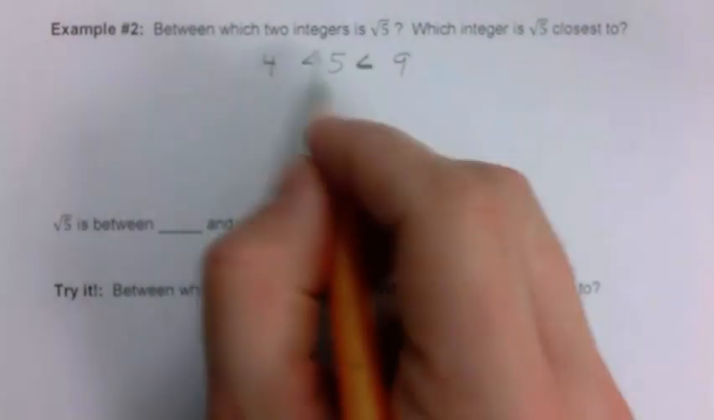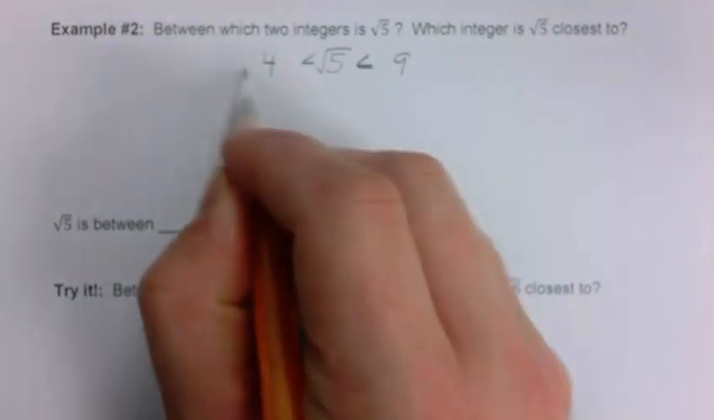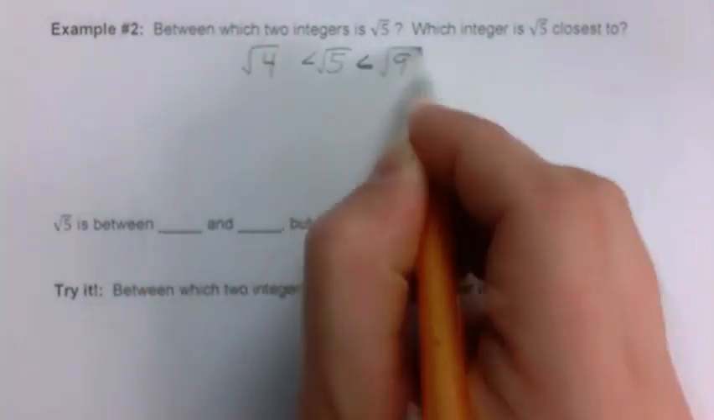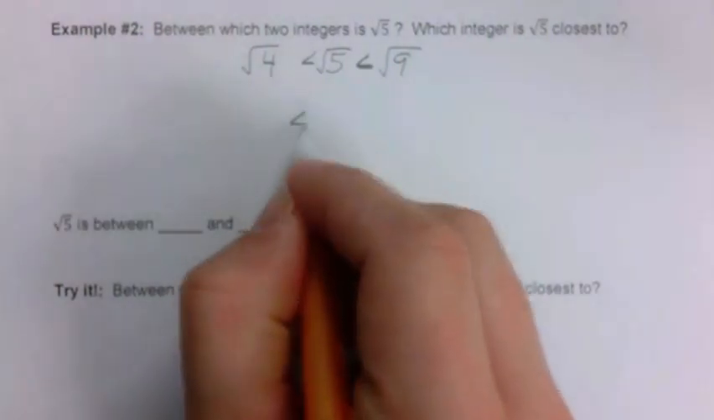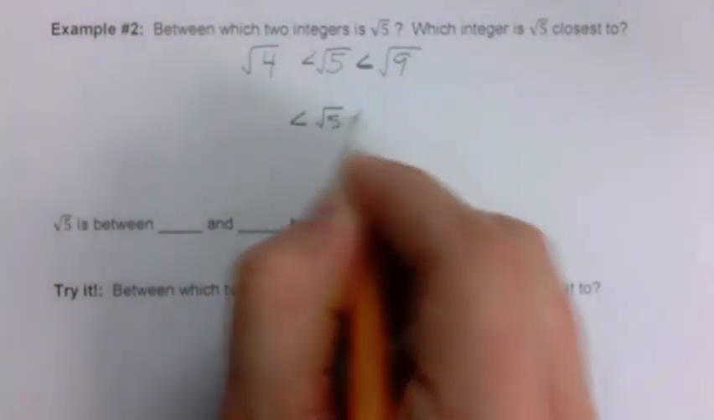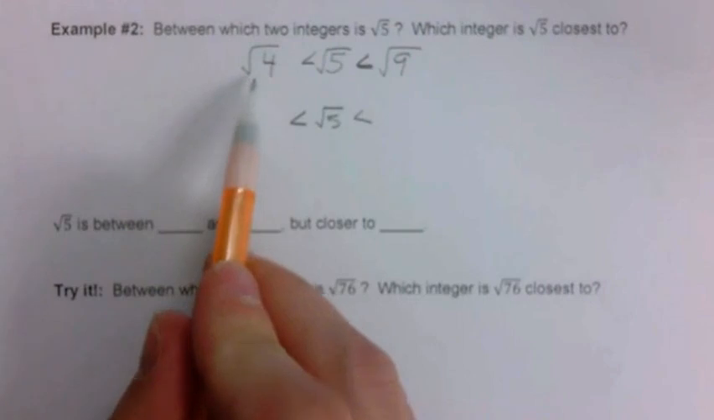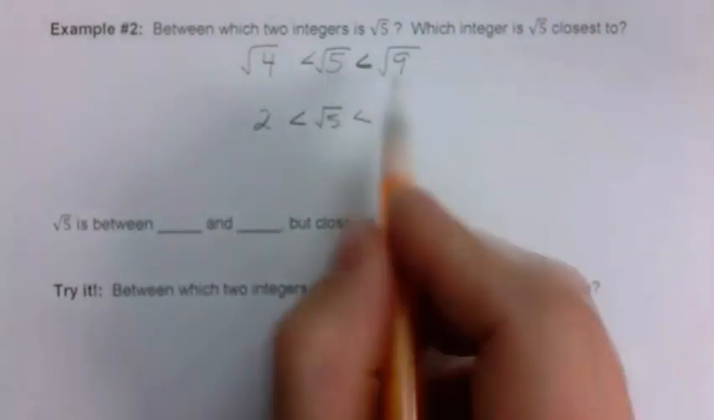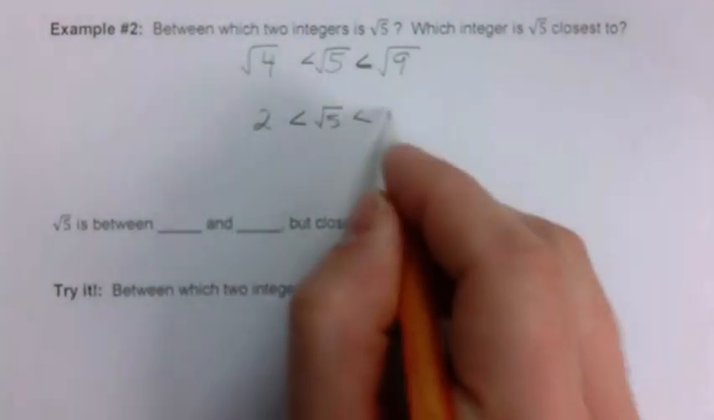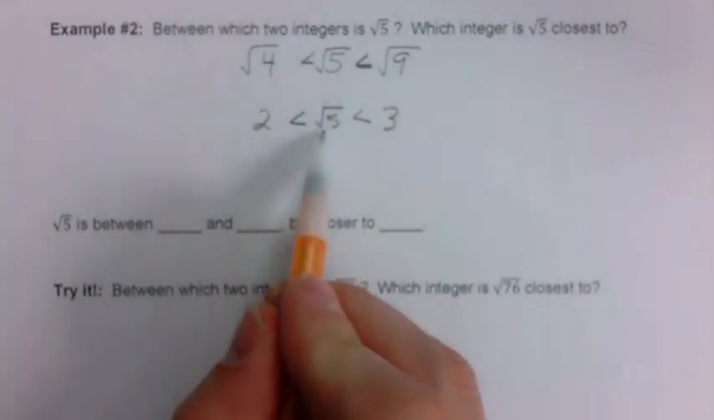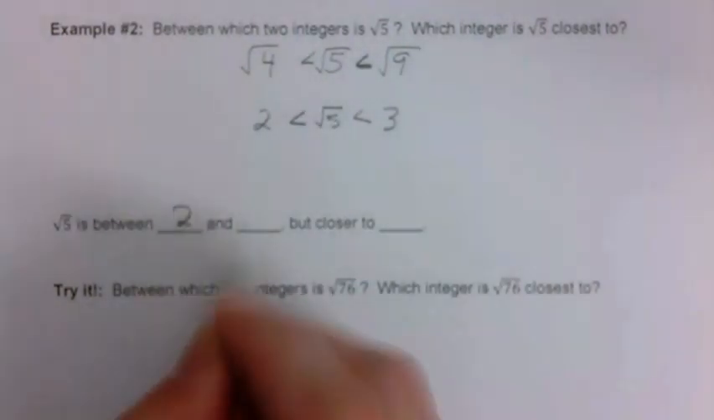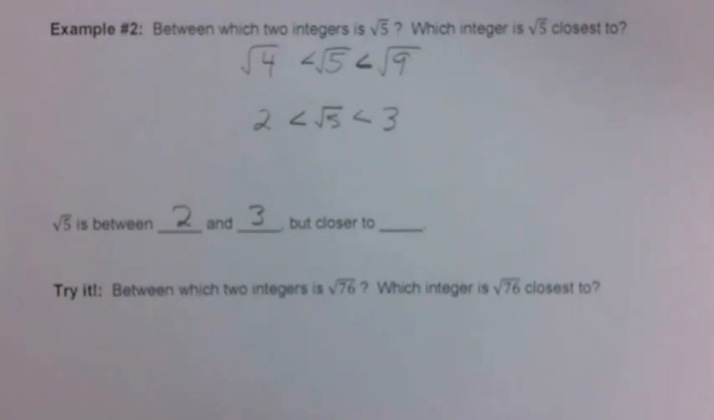So if I were to take the square root of 5, then I would have to take the square root of my other numbers as well. And that means that the square root of 5 is going to be in between the square root of 4, which is 2, and the square root of 9, which is 3. All right, the square root of 5 is in between 2 and 3.